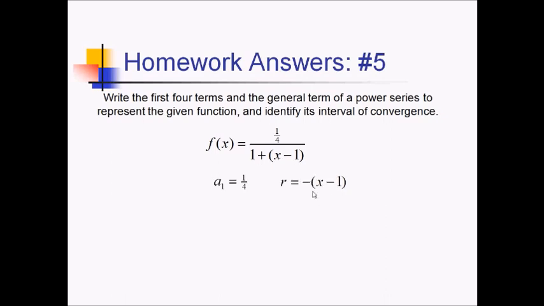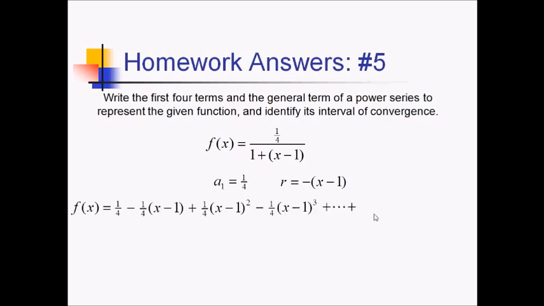Now we're going to use these to generate our power series. So my first term we already found was 1/4, so I have f of x equals 1/4, and then some other stuff. Now I have to multiply by negative parentheses x minus 1 to get the rest of the terms. So our next term is going to be minus 1/4 parentheses x minus 1. And then I'll have plus 1/4 parentheses x minus 1 squared. And then minus 1/4 x minus 1 quantity cubed, and so on and so forth.